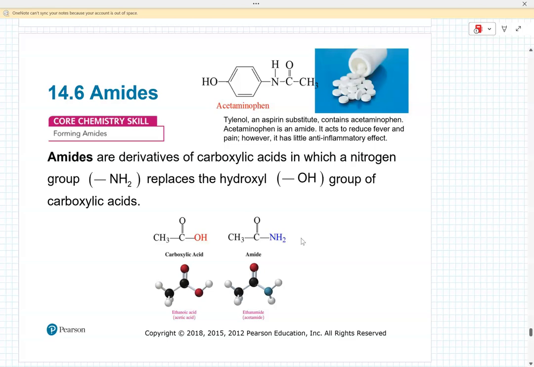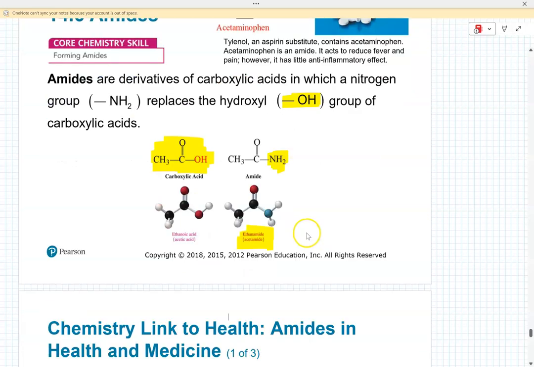So, this is an example. Look at this. So you have a carboxylic acid, okay? Acetic acid, vinegar. So you replace the OH group in the carboxylic acid with the nitrogen and relevant hydrogens. Okay, so this is the simplest amide, acetamide. So far, everybody follows me on that? You replace OH with NH2.